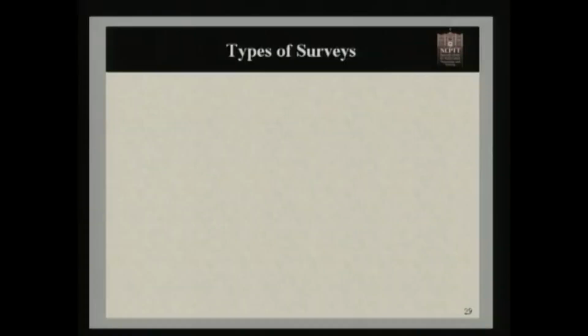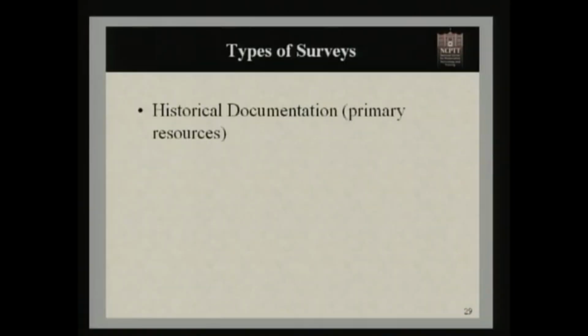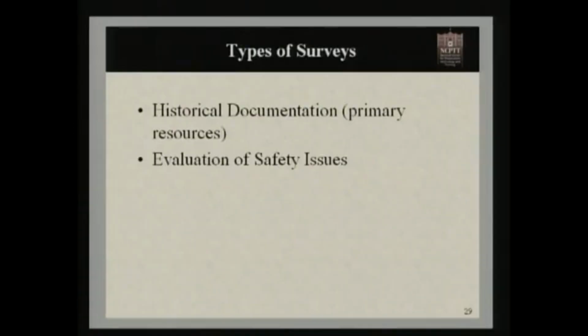Other types of surveys might include historical documentation, that is looking at the primary resources that you have. You may have the evaluation of safety issues. When I mention safety issues, I'm not simply talking about the safety of your staff, but I'm talking about the safety of your visitors when they come here. If you have grave markers that are loose on their bases or that are leaning, there is the potential for falls where very heavy stones can fall on your visitors and cause serious damage.